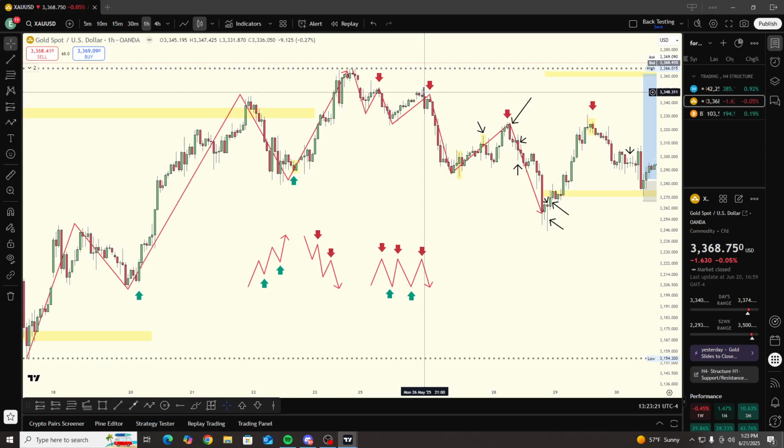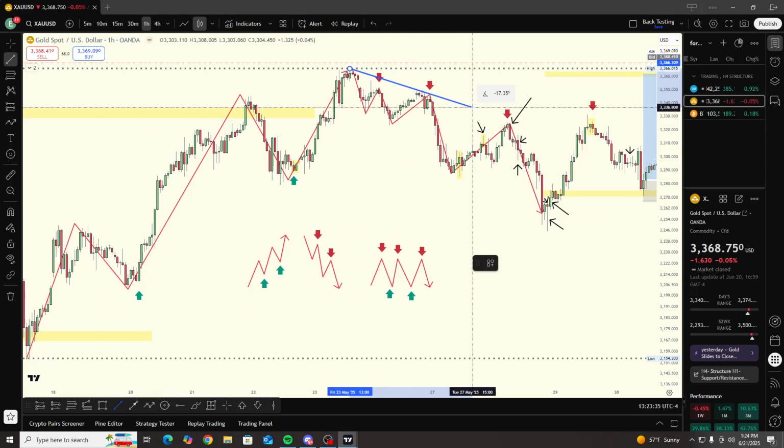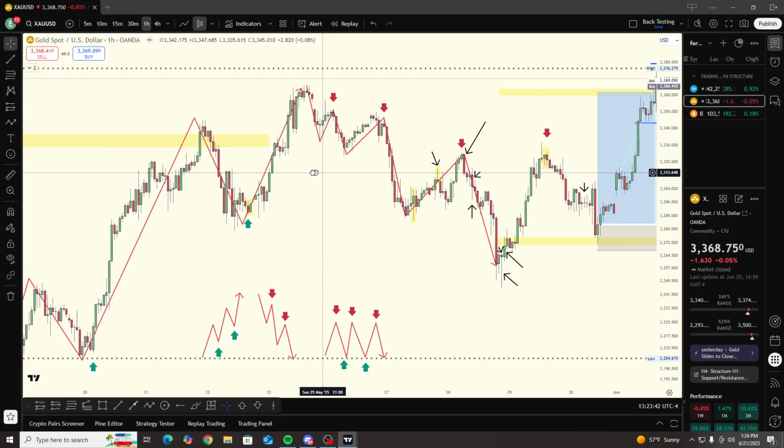So when it did this and made this high, even this high lower than the previous one, I'm definitely might be looking to start taking sells. And then you could use tools such as trend lines to plot and give you help with your analysis.